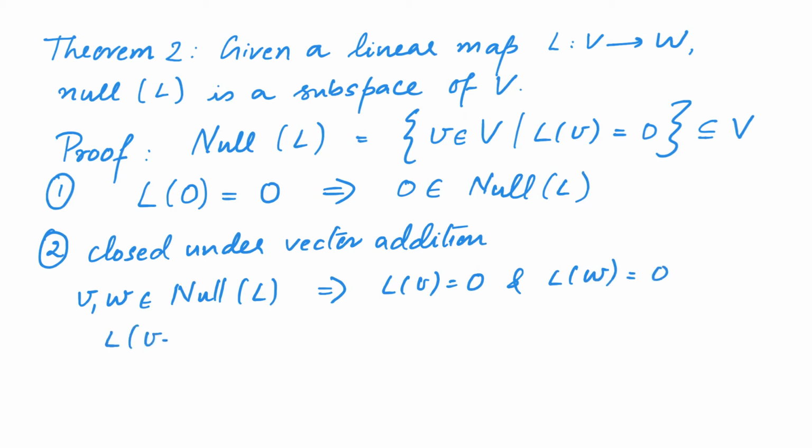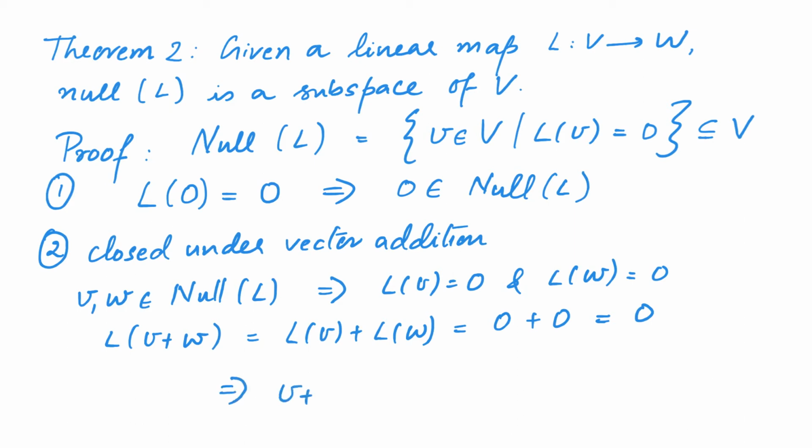Therefore, L of V plus W is equal to L of V plus L of W by linearity, and L of V is 0 and L of W is equal to 0, and 0 plus 0 is 0. Therefore, we get L of V plus W is equal to 0, which implies that V plus W belongs to null of L. And thus we see that this set is closed under vector addition.